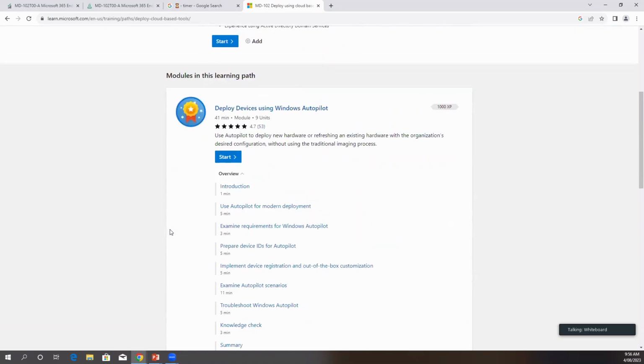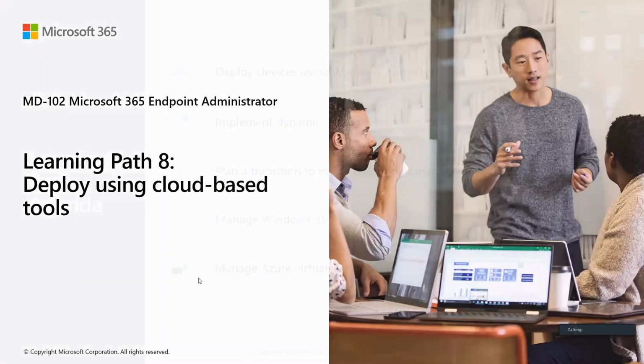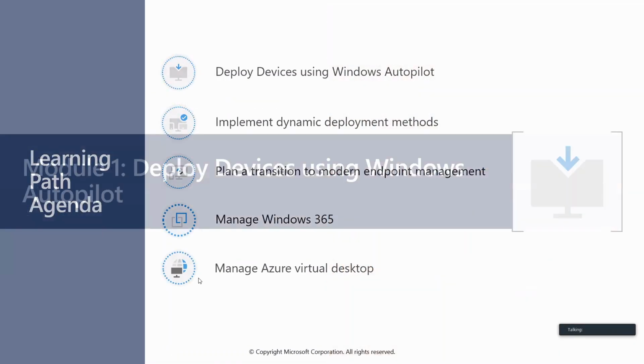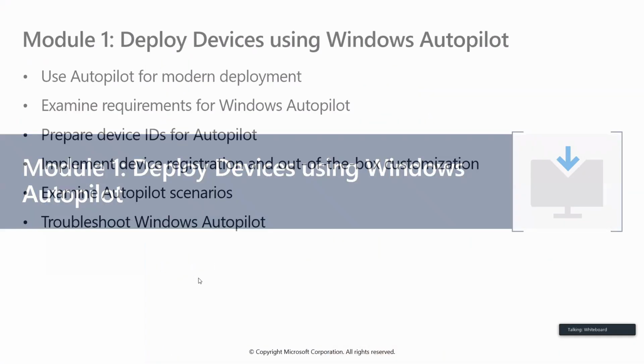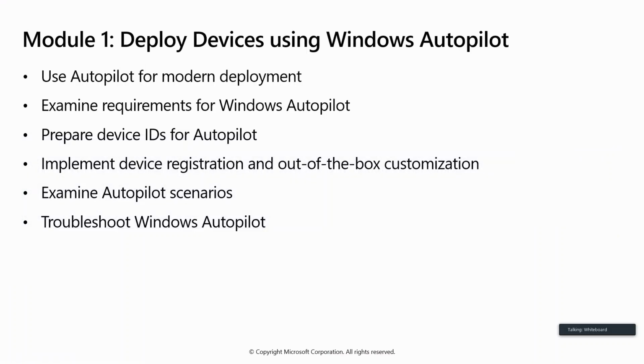Okay, let's jump in and have a look at Windows Autopilot. Okay, so that's what we're going to be covering over here. Autopilot for modern deployments. What are my requirements? We can talk about those device IDs. Implement device registration, out-of-the-box customization, examine Autopilot scenarios, and how can we do a bit of troubleshooting when things don't work properly.